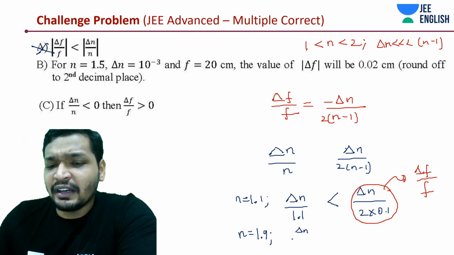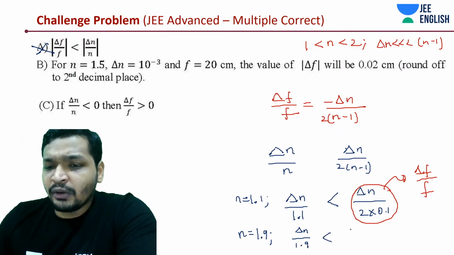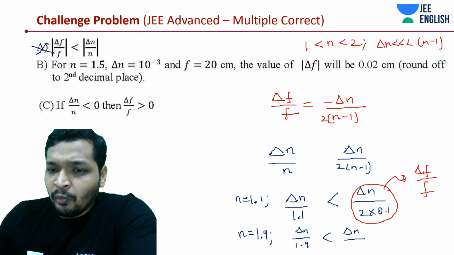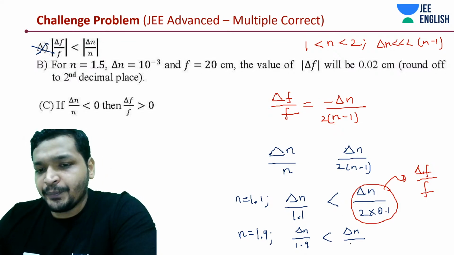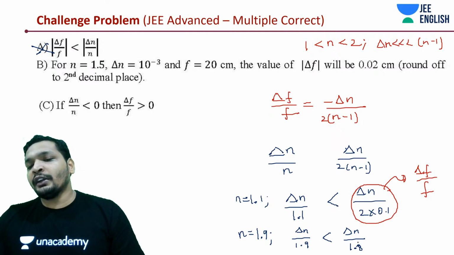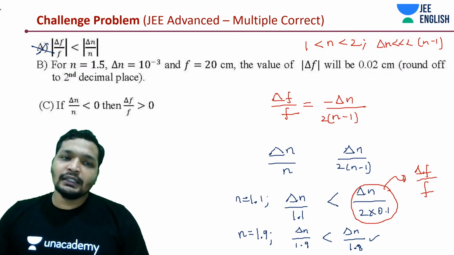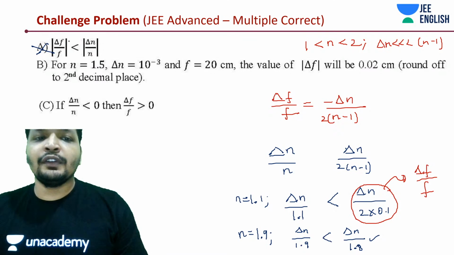If we put 1.9, it's delta n divided by 1.9, whereas in this case it's going to be delta n divided by n minus 1, which is 0.9, into 2, 1.8. Obviously, this is greater again, right? In the denominator, a smaller number gives a greater value. Simply, A is false.